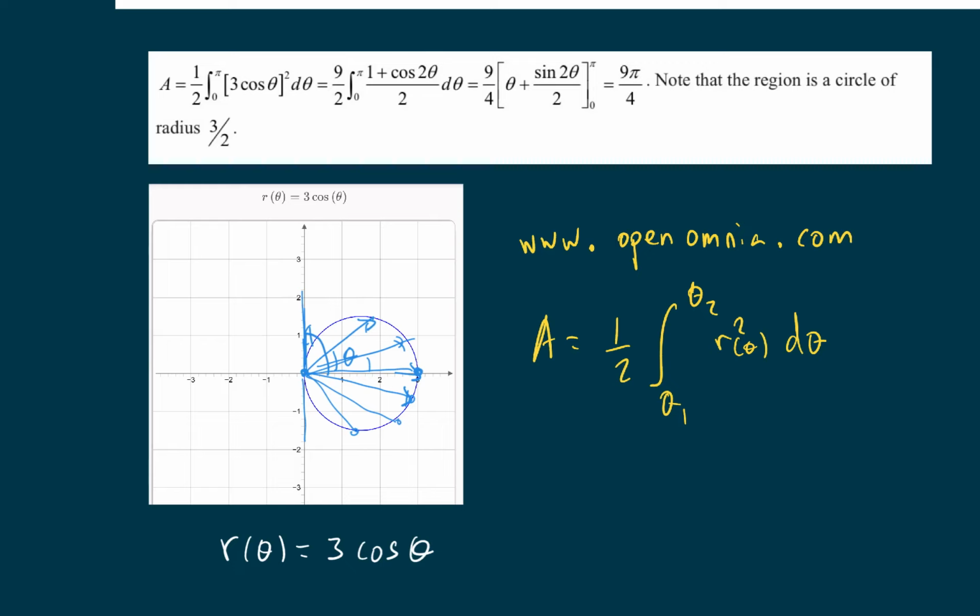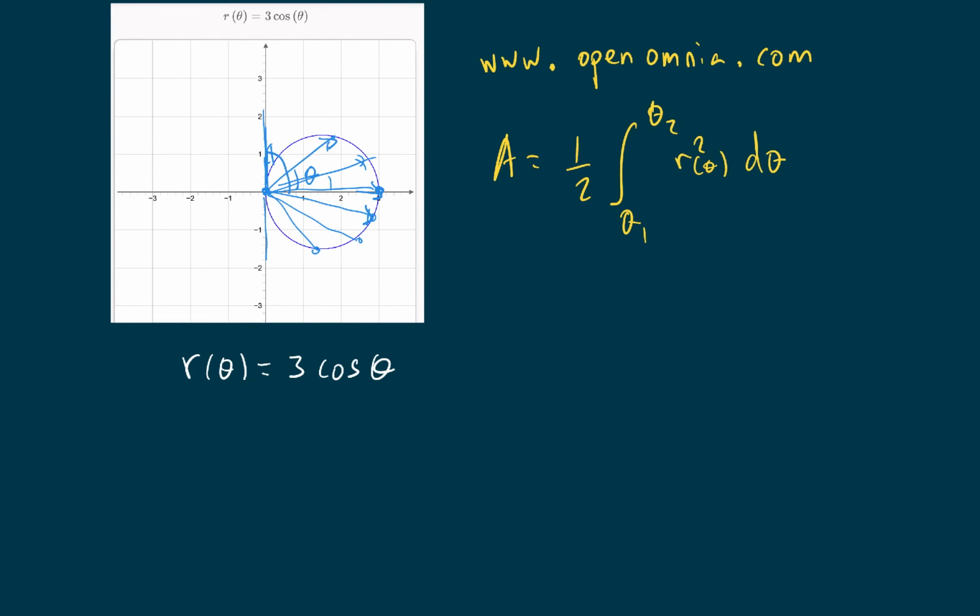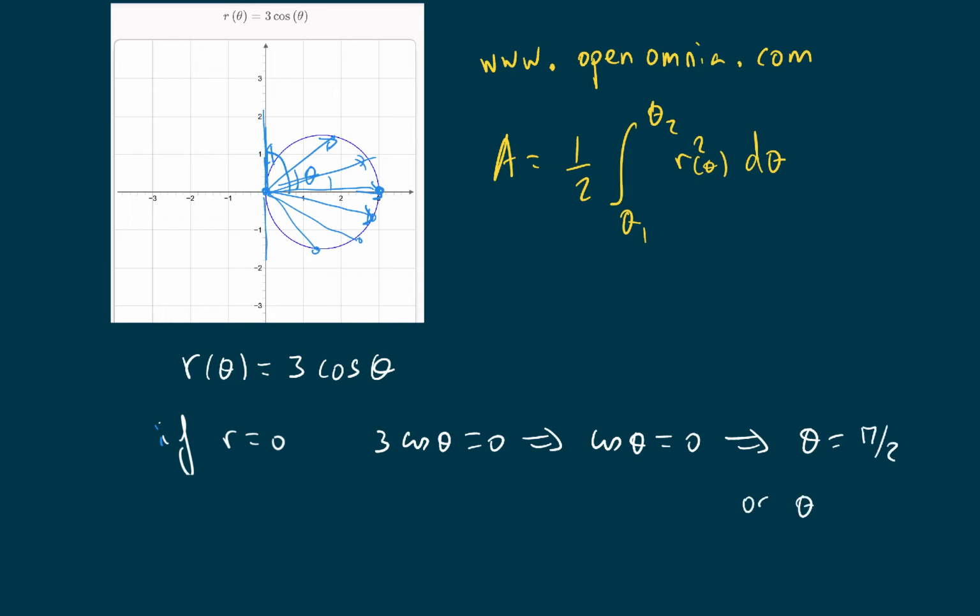Wow, it will be the same thing. Let's say here from 0 to pi. Let's do it. So when r is 0, then 3 cosine of theta is 0, then cosine of theta is 0, then theta equals pi divided by 2, or theta equals 3 pi divided by 2.